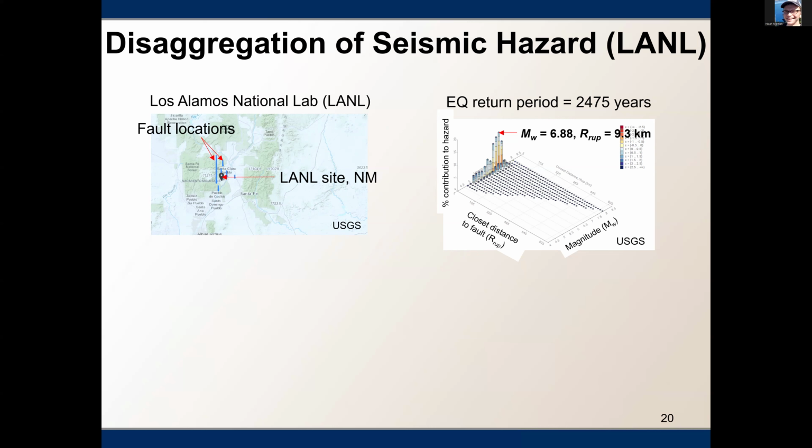And on the right, you can see the disaggregation results. On the z-axis, you can see the contribution to hazard, and on the x and y-axes, you can see the rupture distance to the fault, as well as the earthquake magnitude. This is for an earthquake return period of 2475 years. In disaggregation, I selected the column with the tallest height, which corresponds to a certain magnitude and certain fault rupture distance. So you can get that magnitude and distance pair contribution using this result.